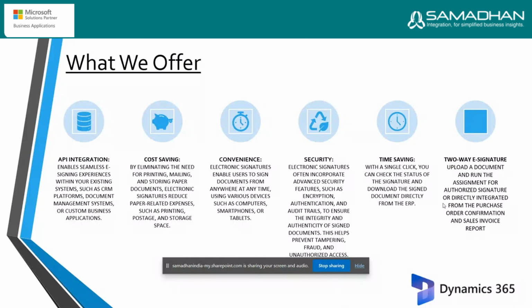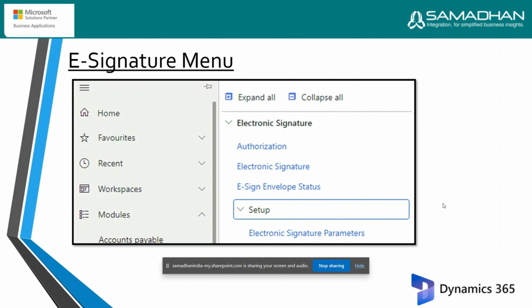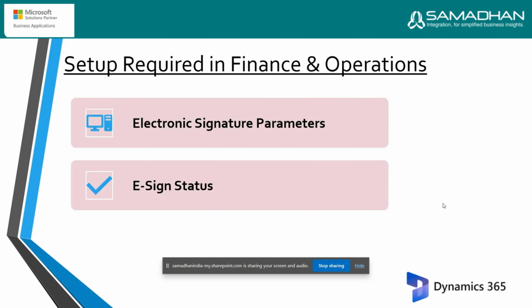There is also a real-time saving. With a single click, you can check the current status of any signature and download the completed document straight from the ERP, without chasing anybody by phone or email. And we support 2 different ways of signing. You can upload any document and route it for authorized signature, or you can trigger signing directly from a standard business document, such as a purchase order confirmation or a sales invoice report.